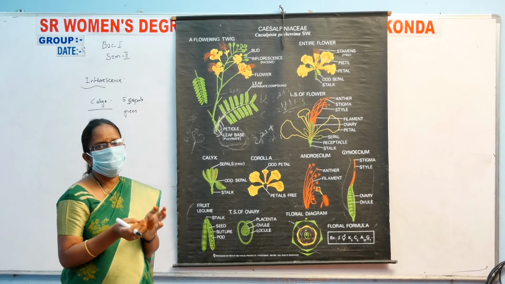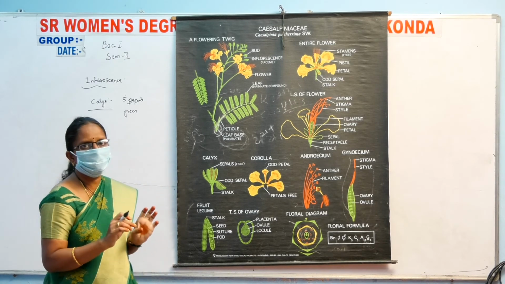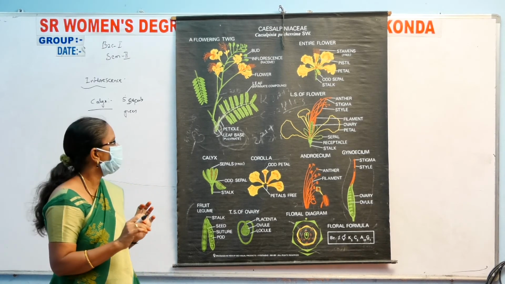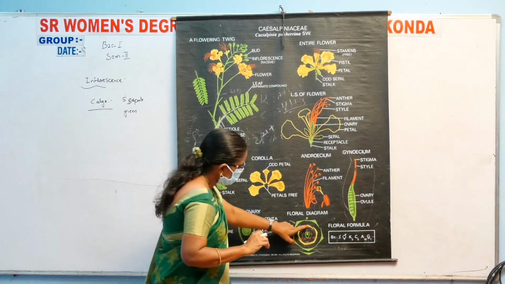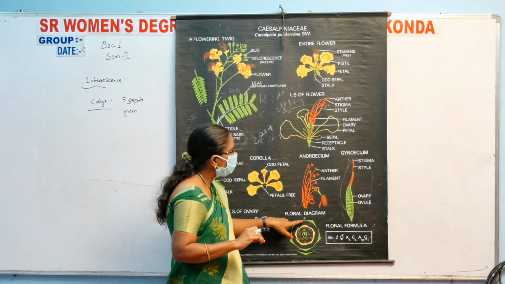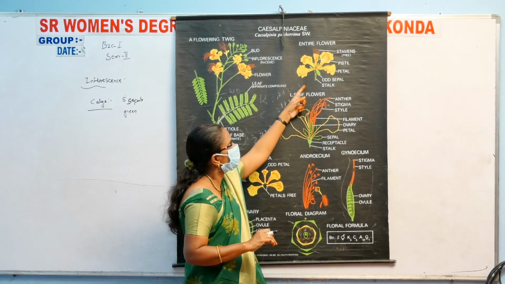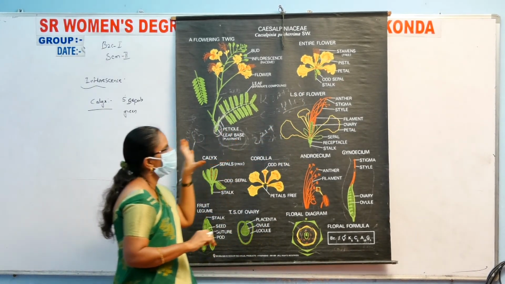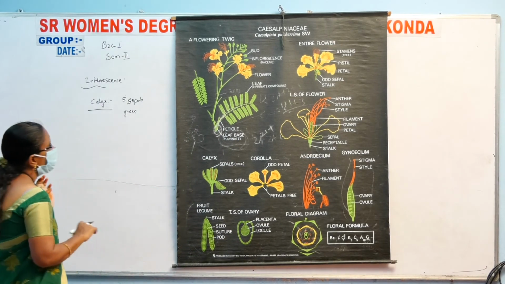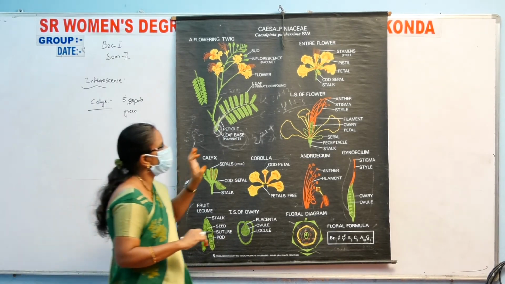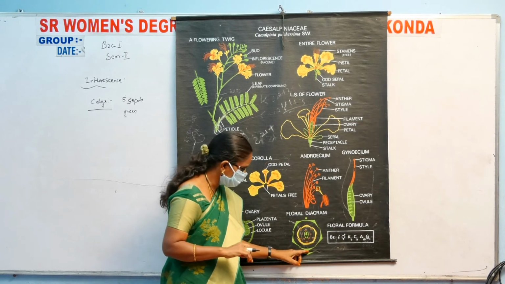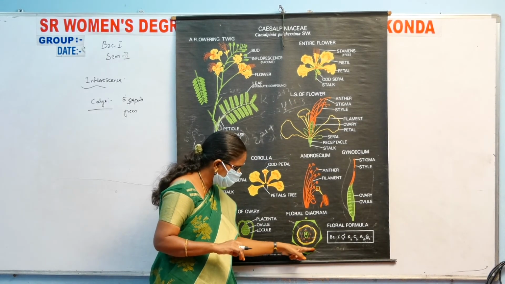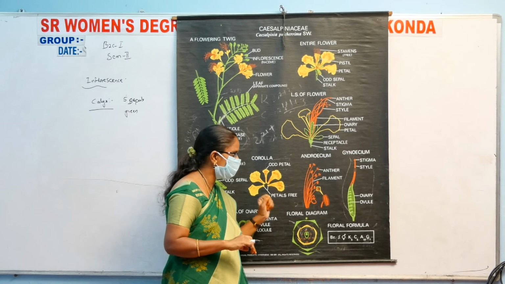And the estivation is valvate or imbricate. This is the estivation of the calyx. Valvate or imbricate, green color, polysepalous, and the free sepals are present. The odd sepal is present at the anterior side of the flower. This is the odd sepal.